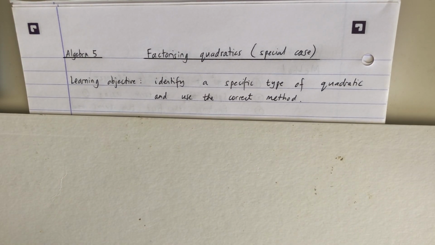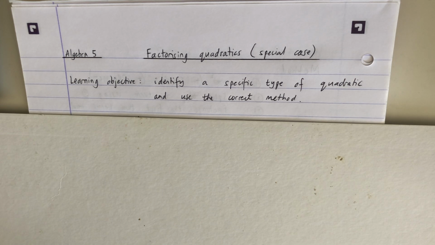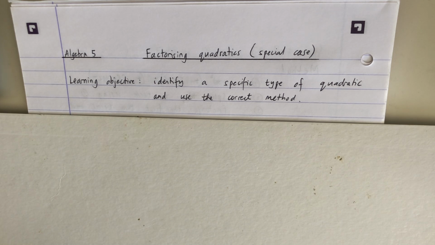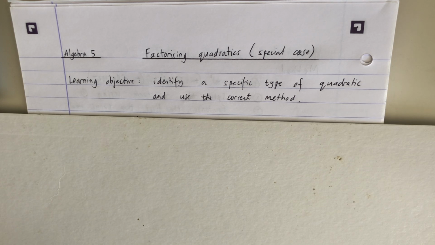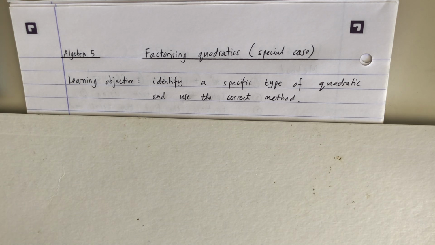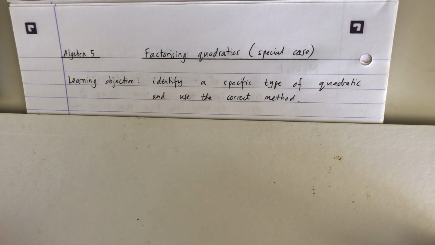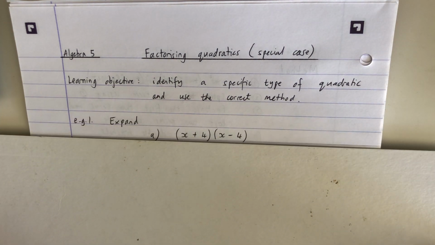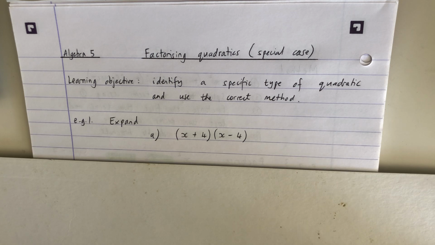Just going to finish off the Factorising quadratics subsection in the textbook. There's just one special case you need to be aware of, and that's the final thing we're going to do today. So the objective for today is to identify a special type of quadratic and use the correct method to deal with that one. Okay, so before we begin though, just need you to observe a pattern when expanding brackets.